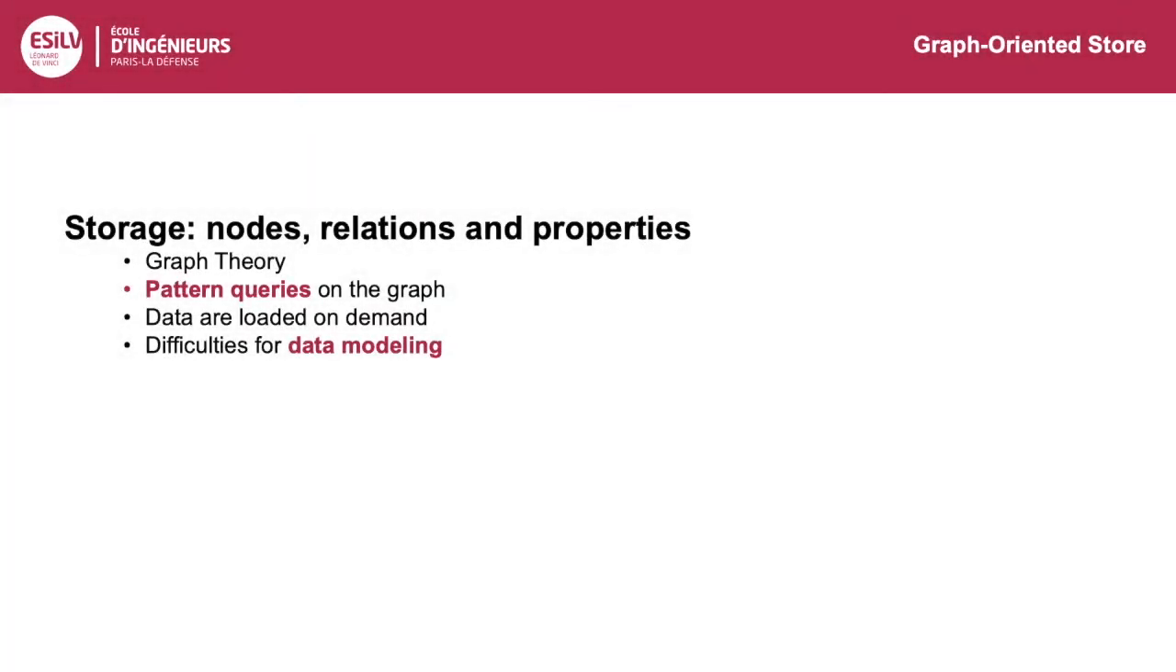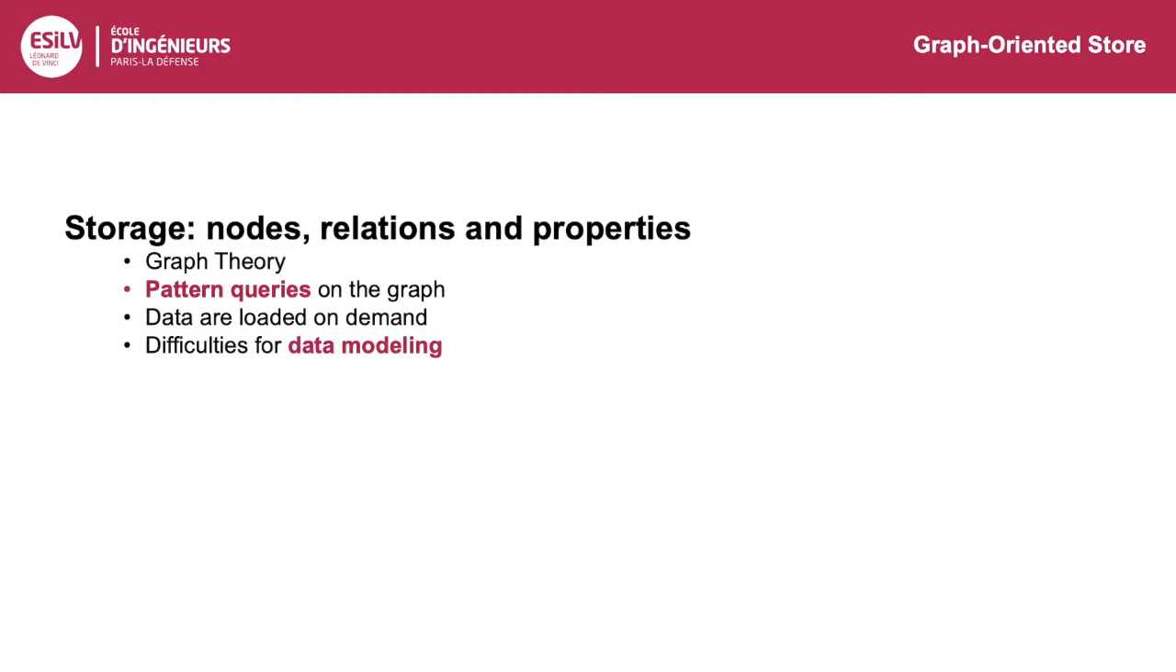The fourth family is graph-oriented store. The storage here is based on nodes, relations, and properties on the nodes and the relations. It relies on graph theory and makes pattern queries on the graph.